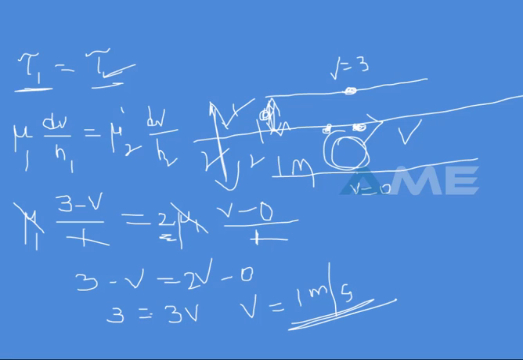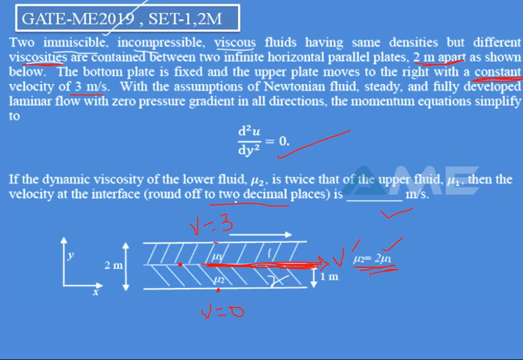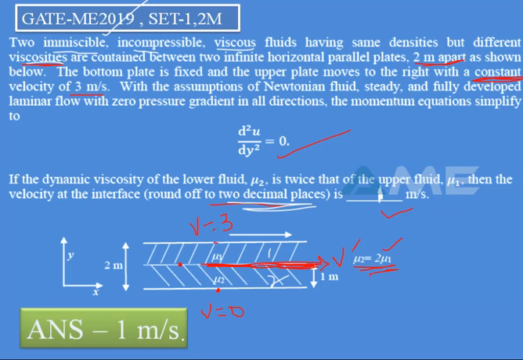v equals 1 meter per second is your answer. He's asking to round off to 2 decimals, but your answer is still 1. You can simply keep it as 1 meter per second. You can see the answer, which is 1 meter per second. We will continue in the next session. Thank you.